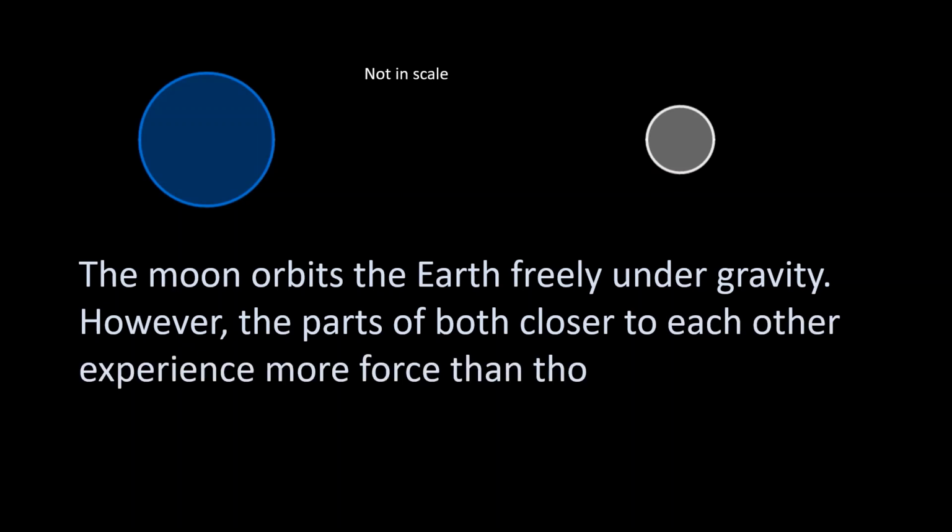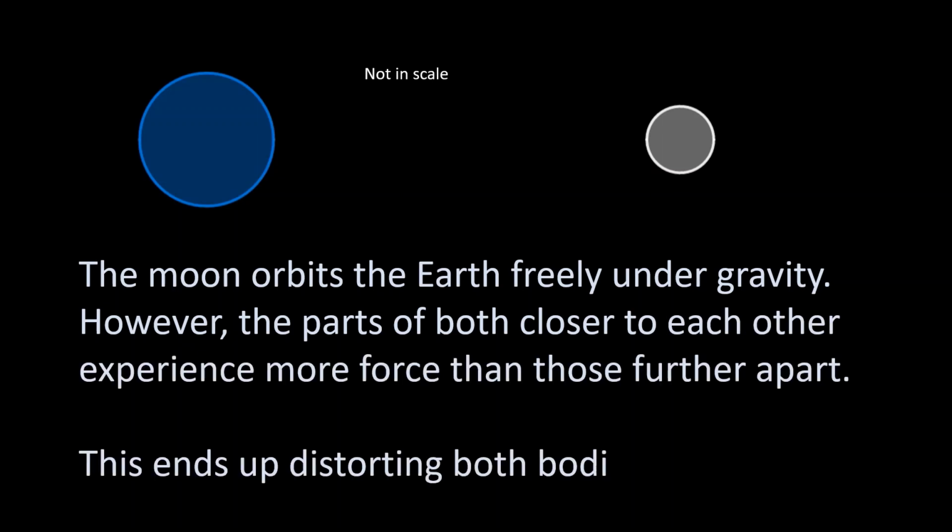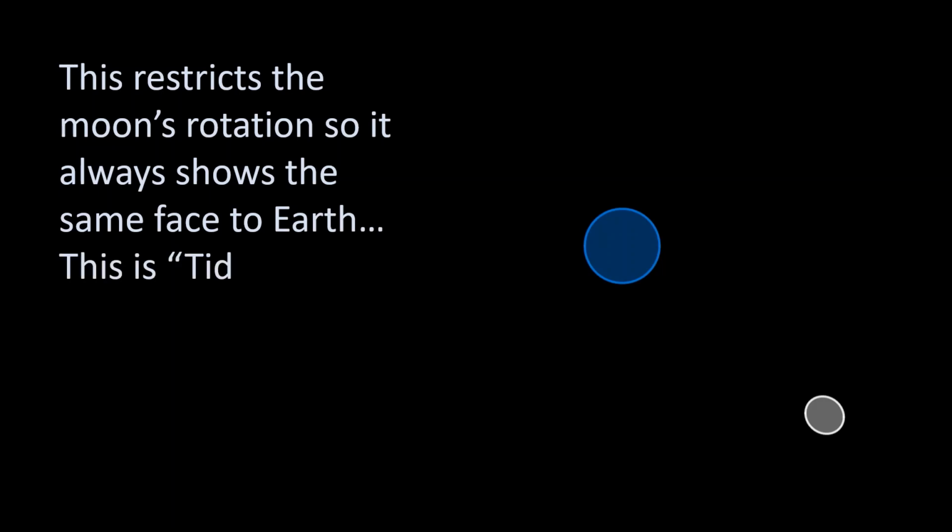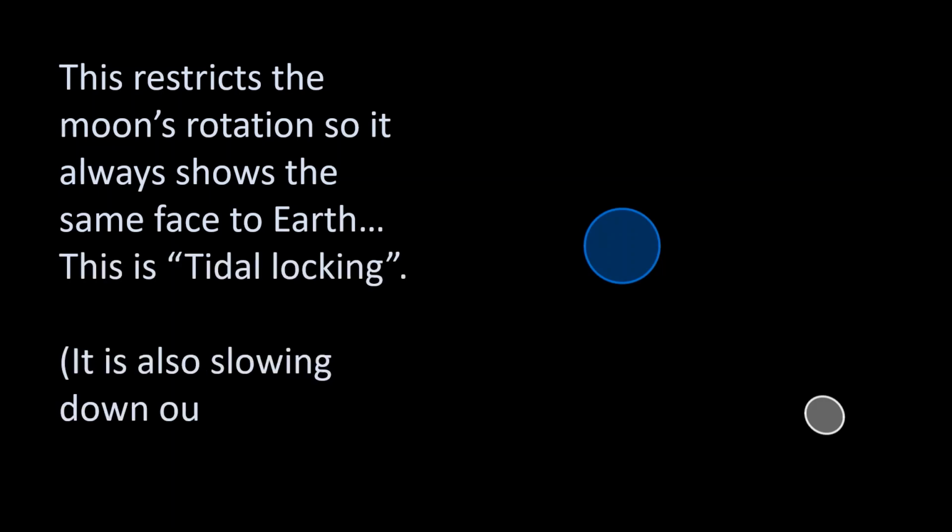However, the parts of both closer to each other experience more force than those further apart. This ends up distorting both bodies. This restricts the moon's rotation so it always shows the same face to Earth. This is tidal locking. It is also slowing down our rotation.